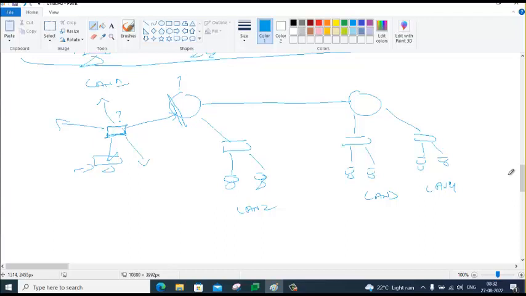If you don't have a VLAN, you can create a physical LAN like this. See here, I'm having multiple LANs because I don't have the VLAN concept. We have not learned VLAN, so I have not taken that example. Because I used physical LANs instead of VLANs, I need more routers. If I would have used VLANs, then I don't need this many routers. I need only one router, and I can do inter-VLAN routing, which we'll see later.